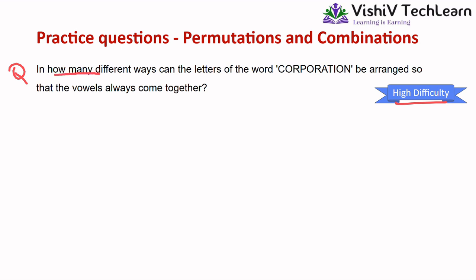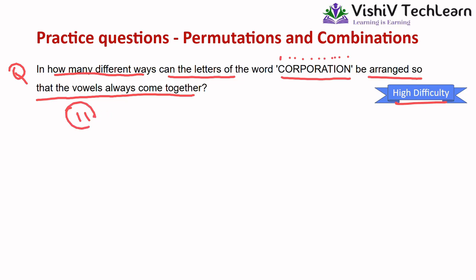The question is, in how many different ways can the letters of the word corporation be arranged so that the vowels always come together? Okay, so here how many letters do we have? 1, 2, 3, 4, 5, 6, 7, 8, 9, 10, 11. Total 11 letters are there, and out of 11 how many vowels do we have? 1, 2, 3, 4, 5. Out of 11, 5 vowels we have. Now again vowels have to be together. This is the condition. So 5 letters have to be together.